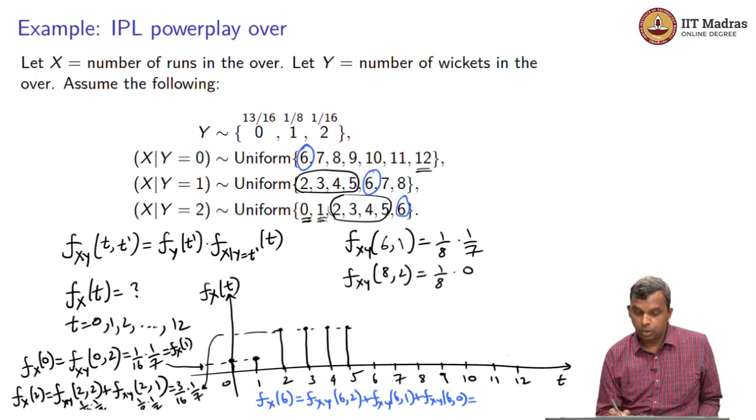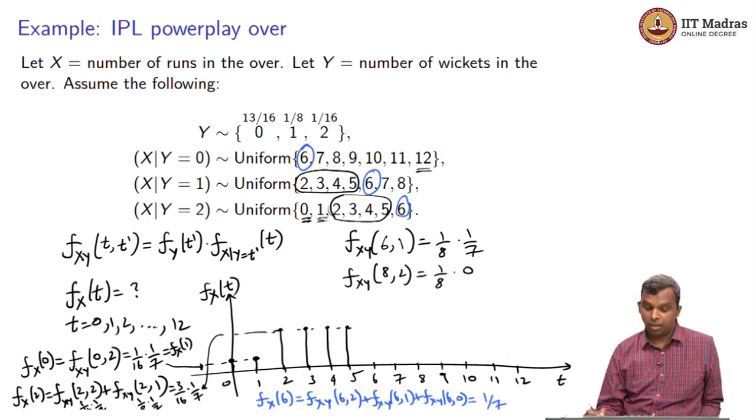Okay. So, this guy is 1 by 16 times 1 by 7, this guy is 1 by 8 times 1 by 7, this one is 13 by 16 times 1 by 7, isn't it? So, you will end up getting all 3 of them adding up, and you will just get 1 by 7. Okay. So, notice how much higher it will be.